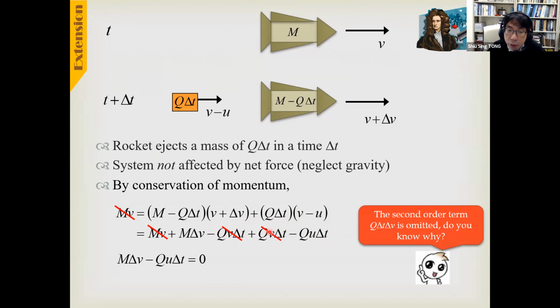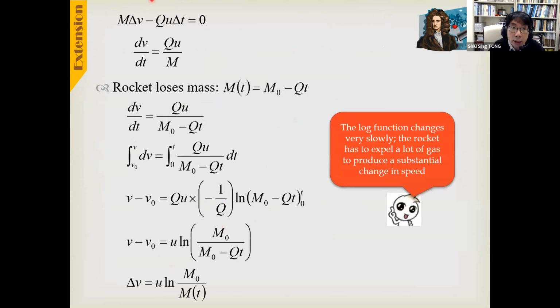Now, most of the terms actually cancel, and we are left with two terms. The two terms are given by M delta V minus QU delta T. Is that right? Now we divide the equation by delta T, and we take the limit where delta T tends to 0. And so delta V over delta T becomes dV/dt, and on the right-hand side, we have QU over M.